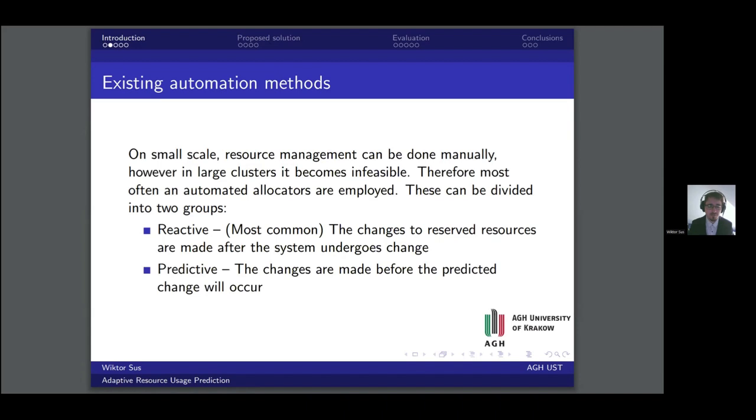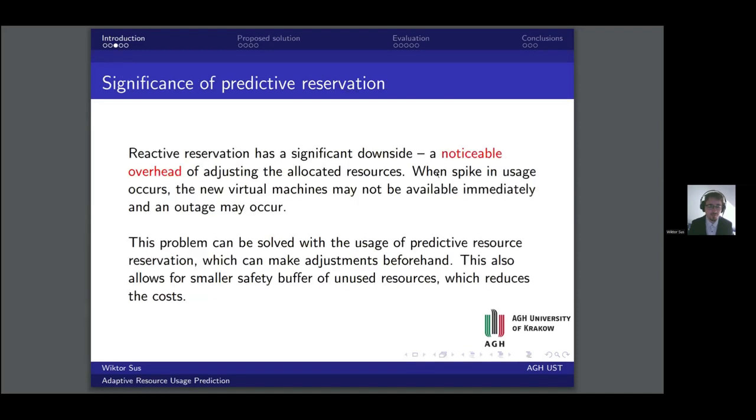These are reactive solutions, meaning that they change the reservations depending on the current system state in response to it. The second type of automatic solutions are predictive, which makes such changes ahead of time. The reactive solutions are sufficient in most cases. However, they suffer from a serious flaw, the overhead time.